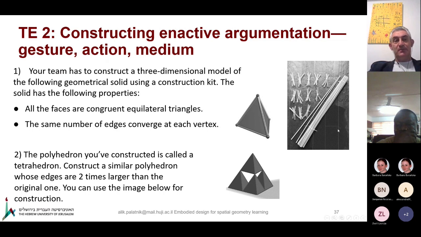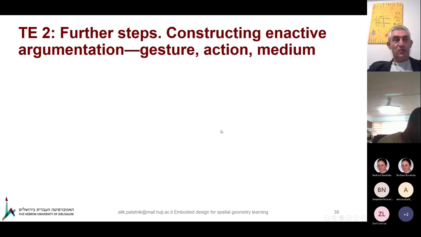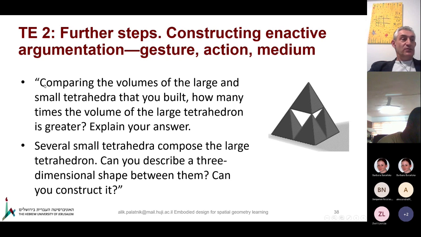And we are prompting them to build something like this, in this shape. But as you can see, these are opaque shapes, not transparent. And this is also a 2-dimensional representation, of course, a 2-dimensional diagram, and what they are building is 3-dimensional. And then we ask some questions. One of the questions is comparing the volumes of the large and small tetrahedron that you built. How many times is the volume of the large tetrahedron greater? And then we ask them to explain their answer.